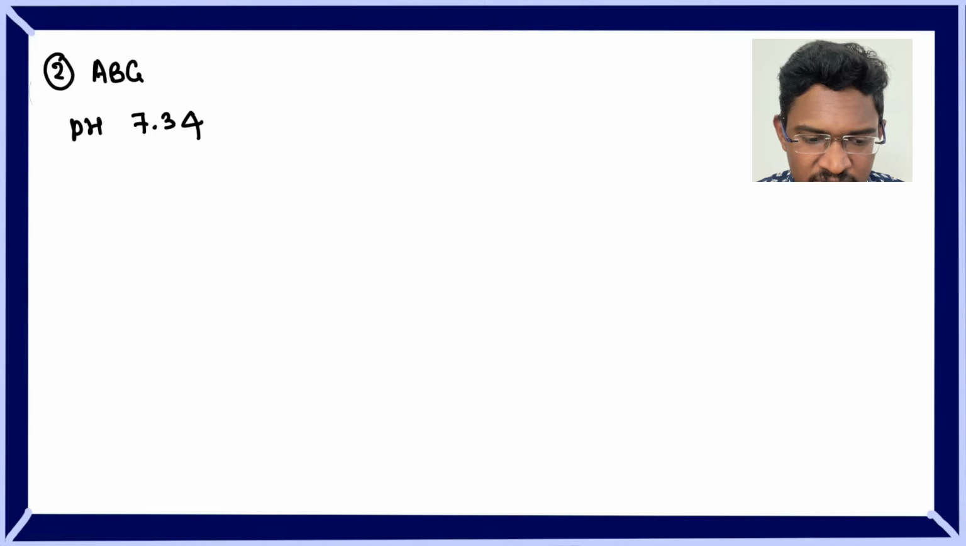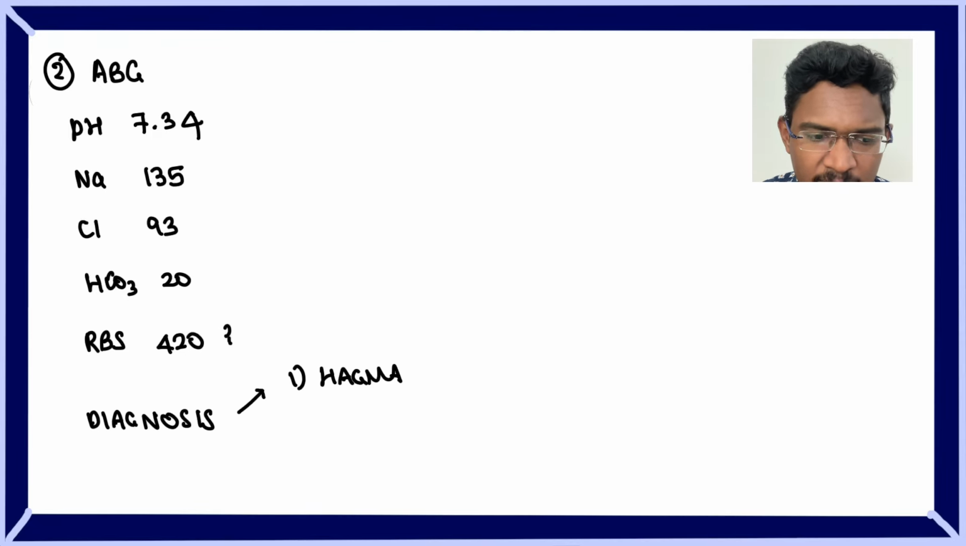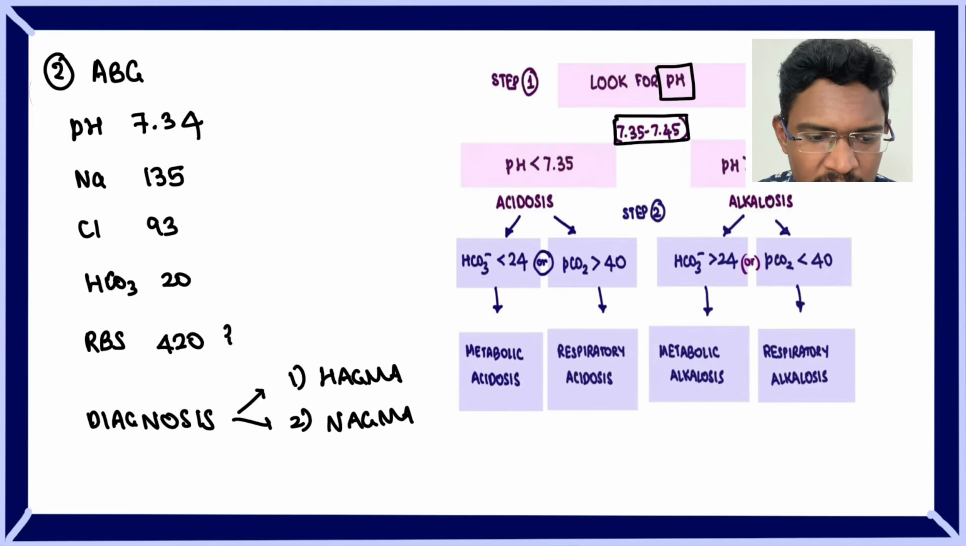Next, one more ABG was given in a patient where RBS was 420 and pH was 7.34, and bicarb was 20. I couldn't recall the CO2 value. Sodium 135, chloride 93. So, diagnosis? Same from the first step, pH less than 7.35, so it is acidosis. Next step, look for the bicarb or PCO2. Bicarb is low, it is less than 24, so it is metabolic acidosis.